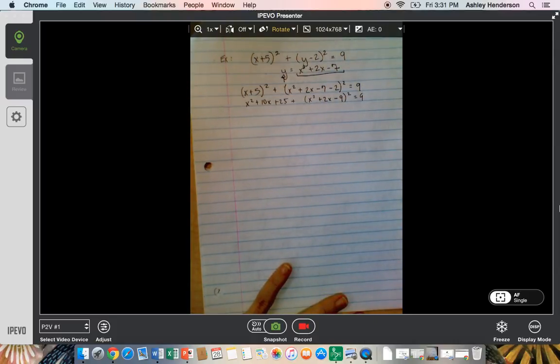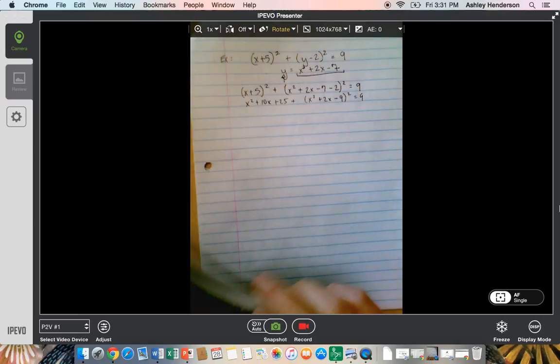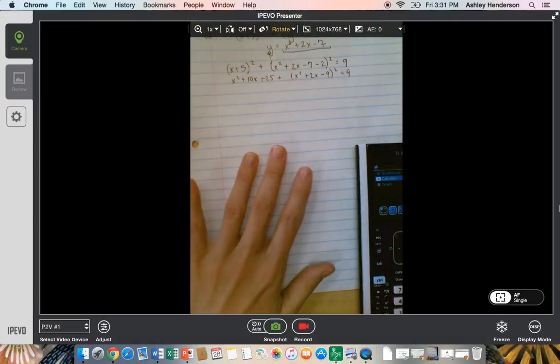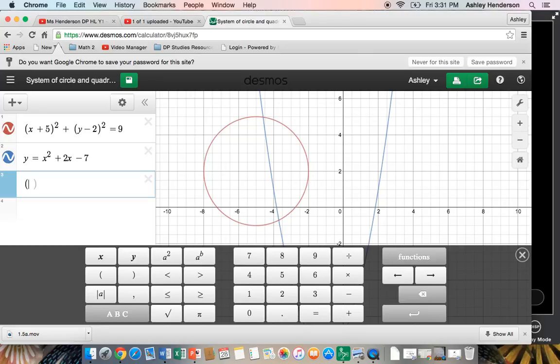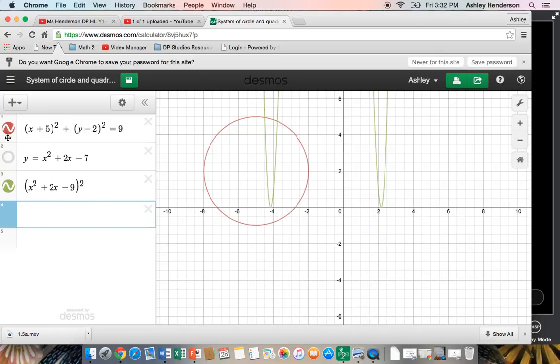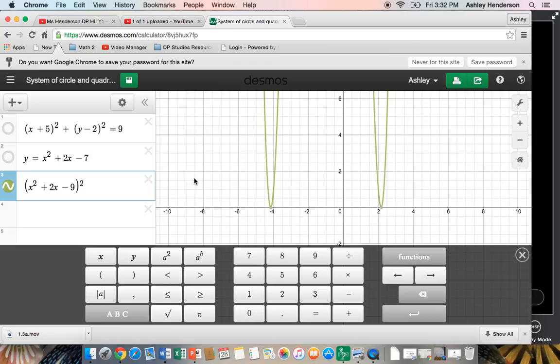I'm going to do this. We'll come back to our graphing calculator, and we're going to say x squared plus 2x minus 9 to the second, enter. And we're going to hide this and this. Oh, it's a quadratic. Yucky. I thought it would actually simplify it for us. Well, it didn't.